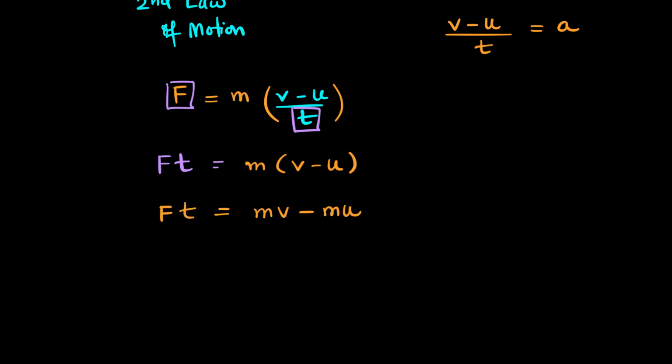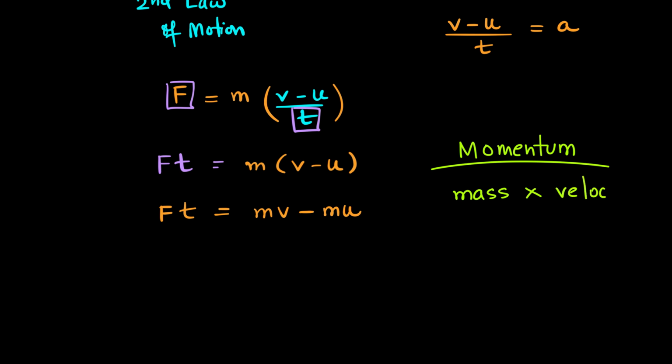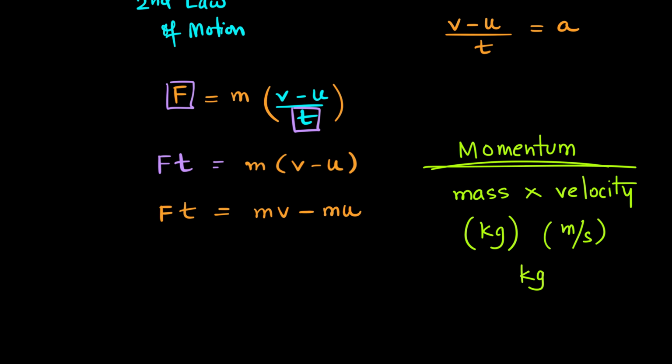Now, first of all, let's define momentum. Momentum is the product of the mass of a particle and its velocity. The unit of mass is kilogram. The unit of velocity is meter per second. Therefore, the unit of momentum can be written as kilogram meter per second.